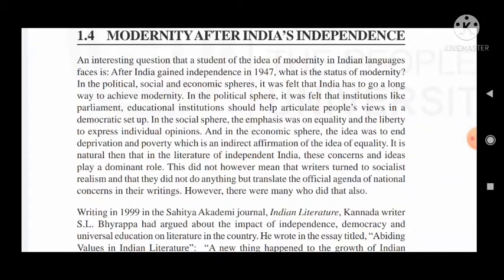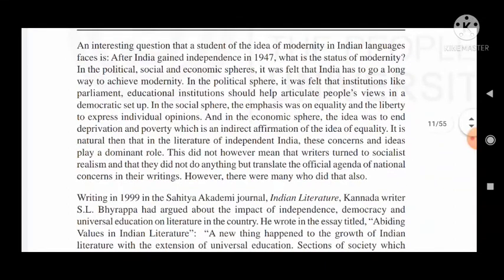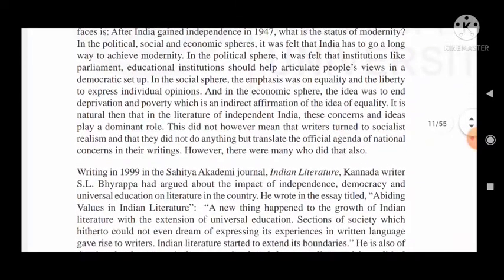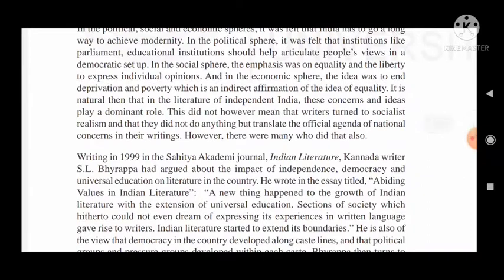The first two or three paragraphs I will just read out. You already know these facts, just listen to my words. In the political sphere, it was felt that India had to go a long way to achieve modernity. It was felt that institutions like parliament and educational institutions should help articulate people's views in a democratic setup.